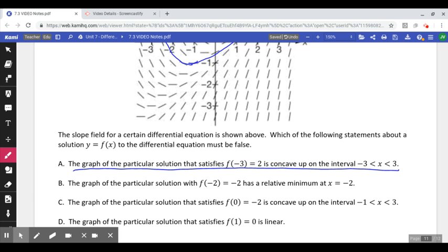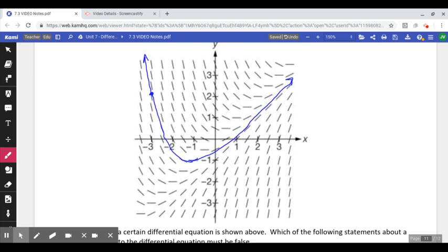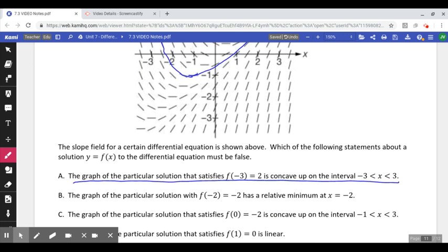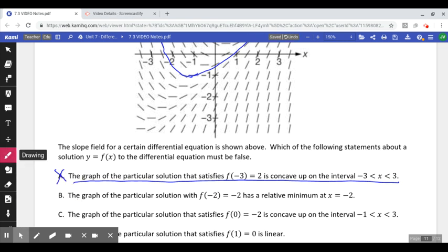Let's read the answer again for part A. It says f at -3 is equal to 2. That solution has to be concave up on the interval -3 to 3. Well, it appears to me that the shape of this graph is concave up. So this one actually could be true, and we don't want to list that as one of our answers. So we'll switch now to a different color. Try red for this one.